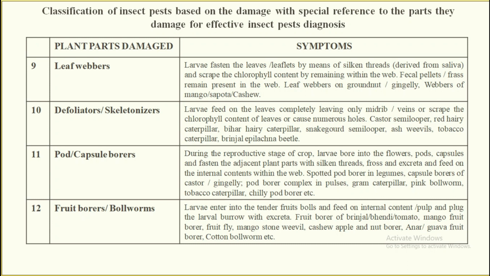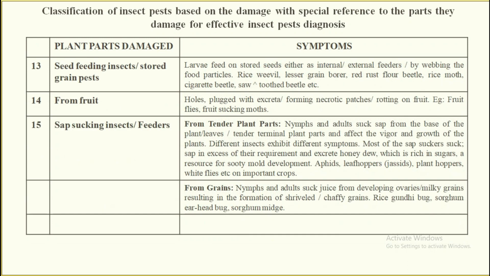Inside the fruit type, they will enter inside. They will feed, filled with the excreta. Yes or no? Yes, sir. Okay. These are different borers. Then seed feeding insects. What is the meaning? Who feed on the seeds? Storage pests. Yes or no? It may be rice beetle, copra beetle, pulse beetle, whatever. Lesser grain borer, sir. They will feed on grain, the moth. Seeds. Some are primary, some are secondary. Yes or no? But all feed on the seeds. Yes, sir. Okay. From fruit already completed.